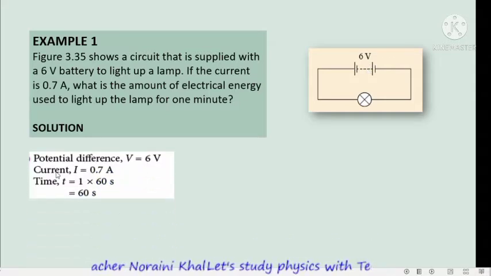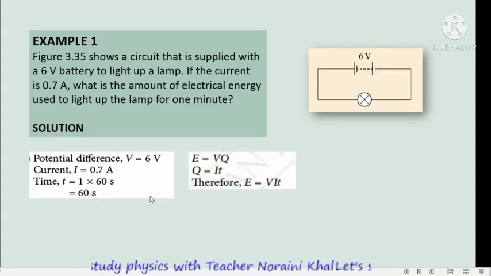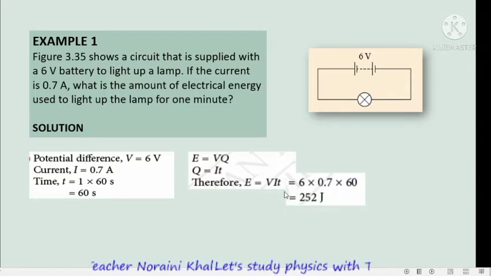List out all the information given. Potential difference V equals 6 volt. Current I equals 0.7 ampere. Time taken is 1 minute, you need to convert to seconds, equals 60 seconds. Electrical energy used to light up the lamp for 1 minute, E equals VIT. Substitute the values of V, I, and T. So we get 6 times 0.7 times 60. So we get 252 joule. So this is the amount of electrical energy used to light up the lamp for 1 minute.